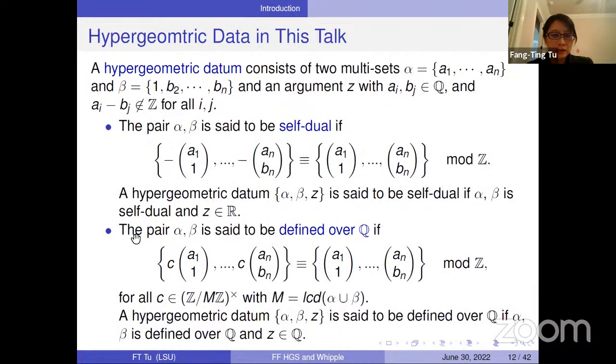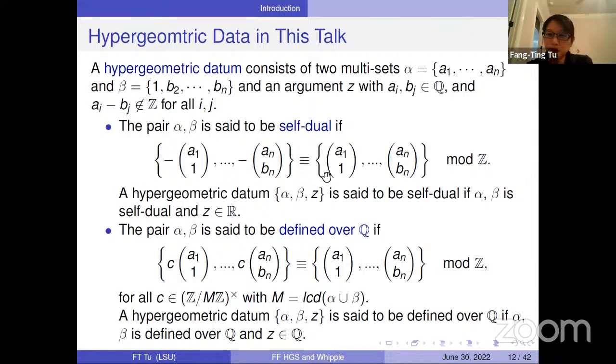Okay. So here, a hypergeometric data is said to be self-dual if the pair alpha beta is self-dual and the Z is a real number. And in this talk, when I say a hypergeometric data is defined over Q, I mean the pair is defined over Q and the argument is a rational number.